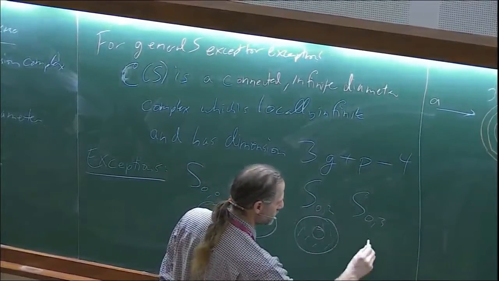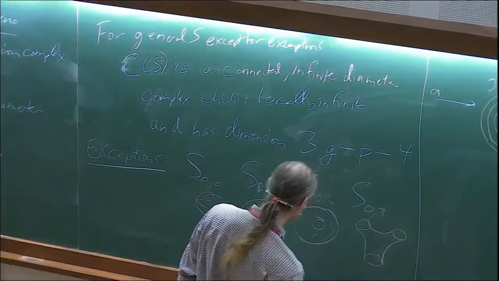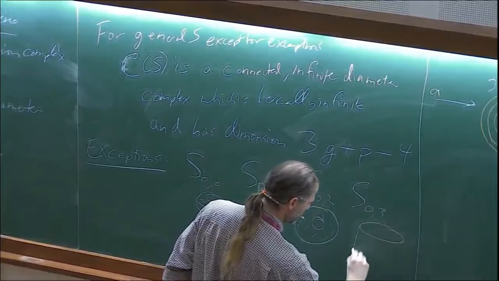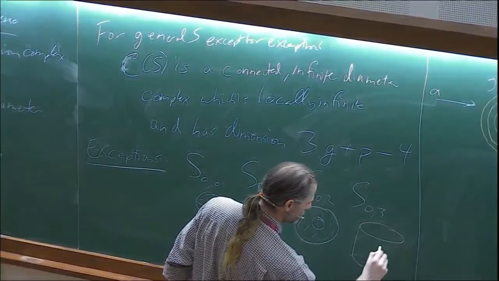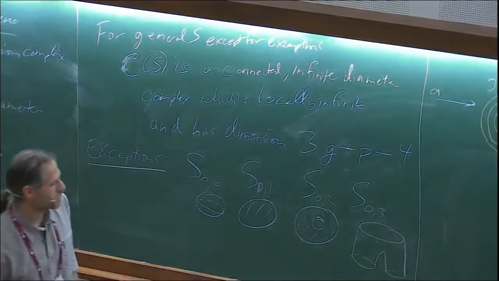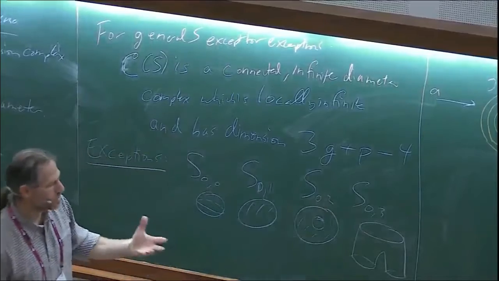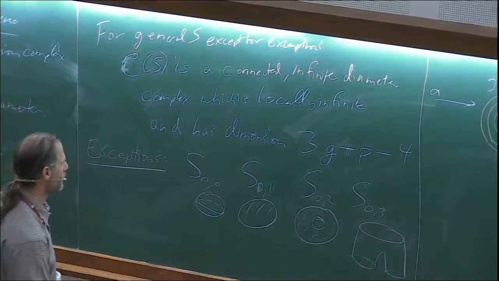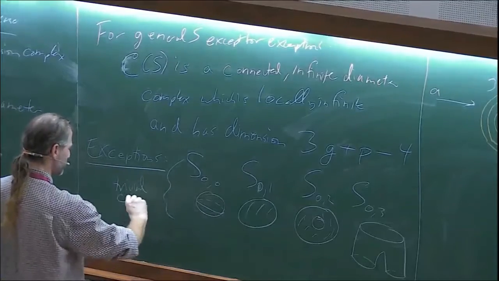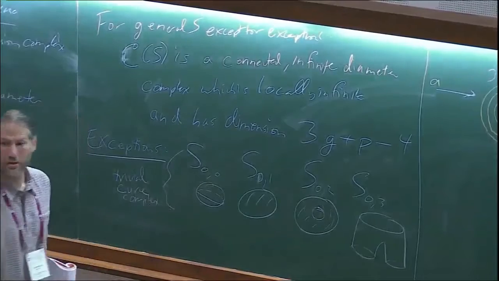And there's S03, which is the pair of pants. If I'm going to call it the pair of pants, I should draw it like a pair of pants. Okay, so there's the pair of pants. Every curve on there is parallel to one of the boundary components. So there's no non-peripheral curves there. So these all have trivial curve complex. Okay, so that's why they're exceptions.